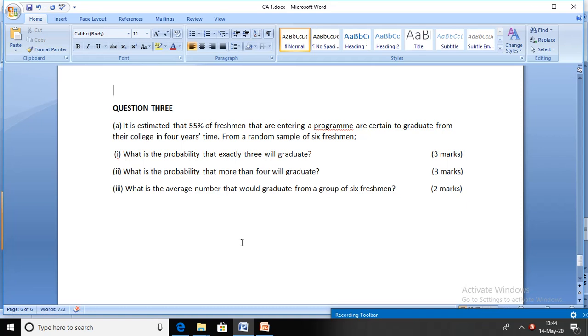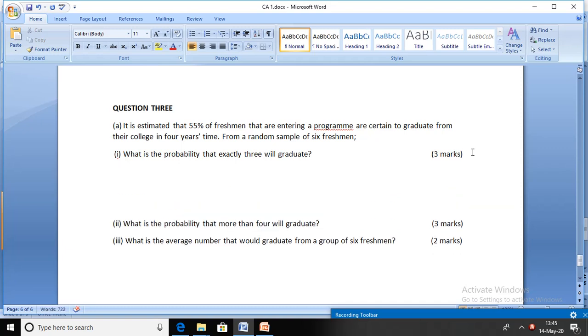It's expected that 55% of freshmen entering the program are certain to graduate. Is this a binomial or a Poisson? You are right. It's a binomial. If it is a binomial situation, then we know what to use. We'll use the binomial formula. Our n does not exceed 30, and our p is okay. So let's use the binomial formula to calculate the answers.